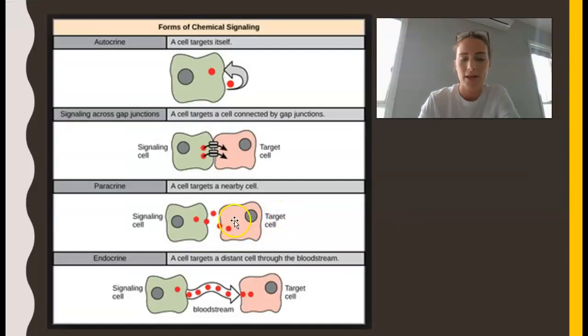An example of that might be where you've got a neuron releasing a signal that is targeting an effector, perhaps a muscle cell right near it. That would be paracrine signaling.